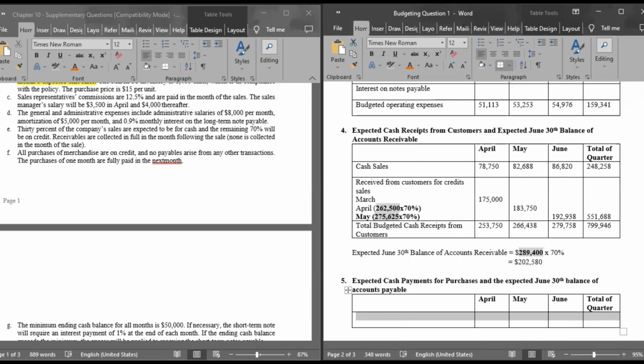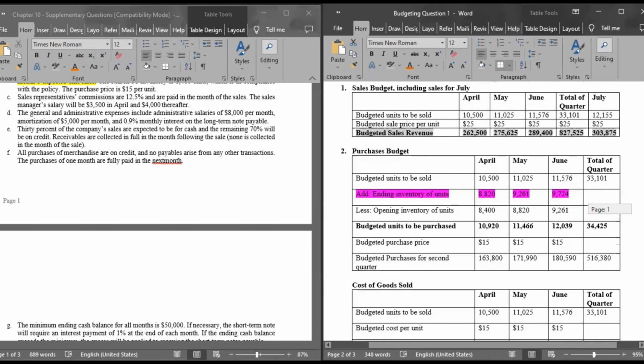Let's suppose that we have purchased goods in the month of March. The full amount for these purchases will be paid in April. The goods we purchased in April will be paid in May, and the goods purchased in May will be paid in June. So first of all, we need to know how much merchandise we have purchased in the months of April, May, and June.